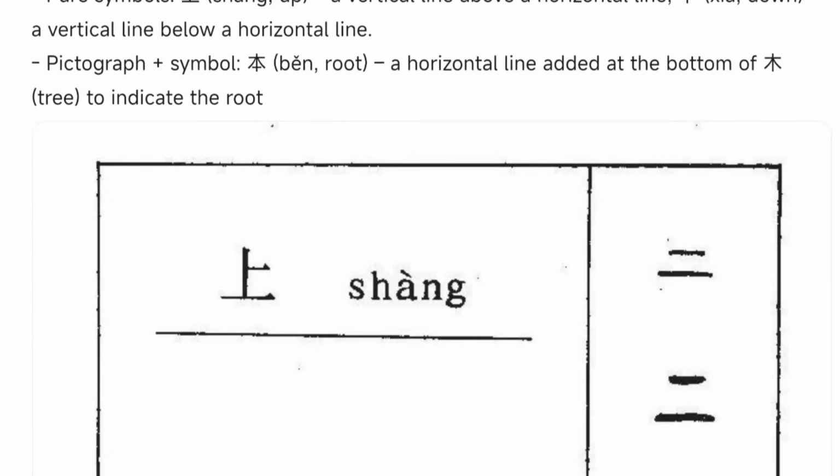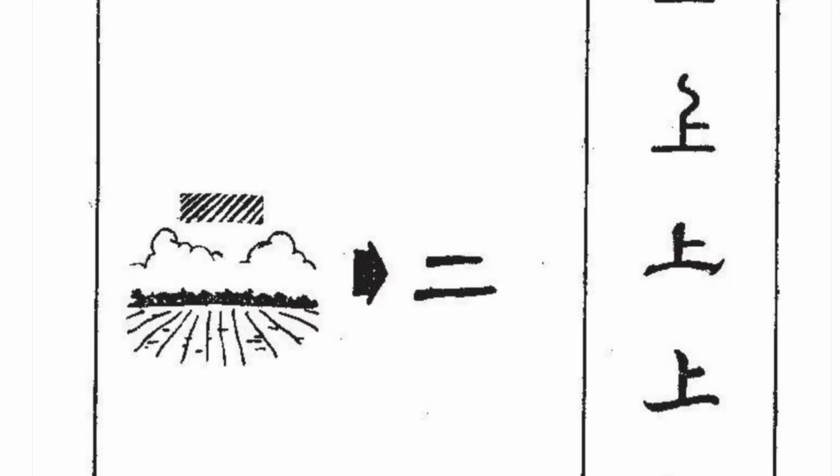The first one is 上, which means up. As you can see, the first line is the horizon, and the second line is the indicative symbol, and then I put a vertical line on the second line as the direction line, and you can see it means to the up. So the word means up, 上.